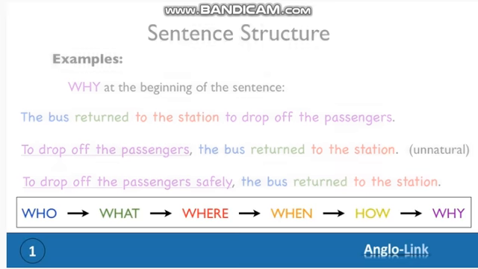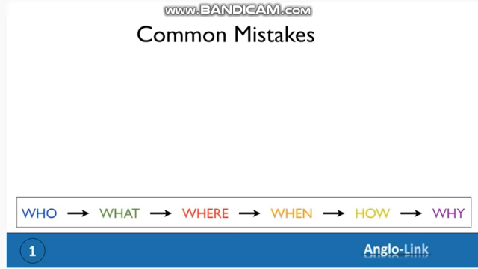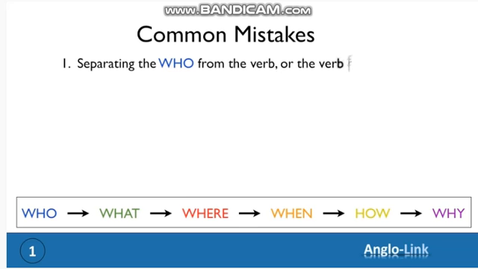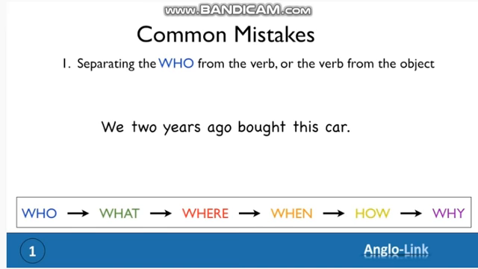Right, it's time now to look at some common mistakes. The first common mistake is separating the who from the verb or the verb from the object. Let's look at an example. You hear, we 2 years ago bought this car. Let's color the elements. And you notice immediately that the element when is in the wrong place. It has separated the who from the what. You must avoid this. So let's put it in the right place. We bought this car 2 years ago.